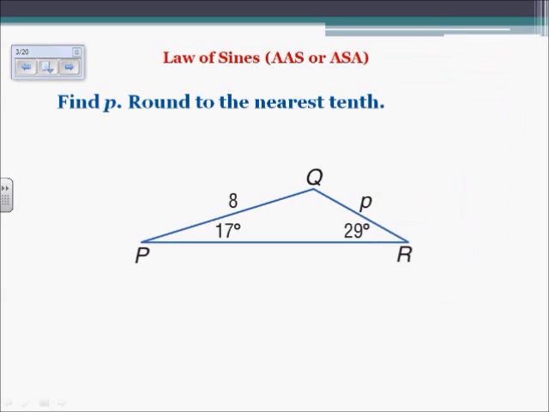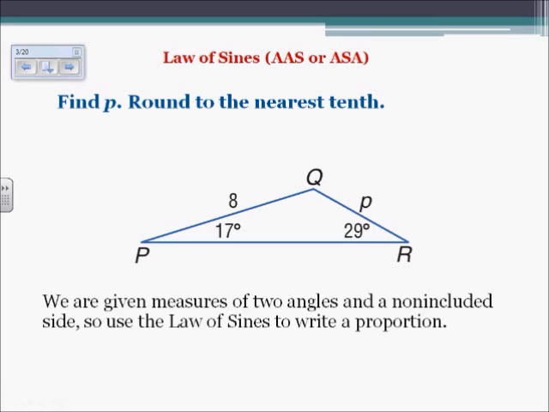First question says find p and round to the nearest tenth. So we have a triangle PQR, and we have two side lengths, 8 and p as a variable, and two angles. From that, we also know what angle Q is if we wanted to solve for it. We'll apply the law of sines to solve for p, probably using the sine of P over p and the sine of R over r to put it together. The statement says we are given measures of two angles and a non-included side, so we'll use the law of sines to write the proportion.